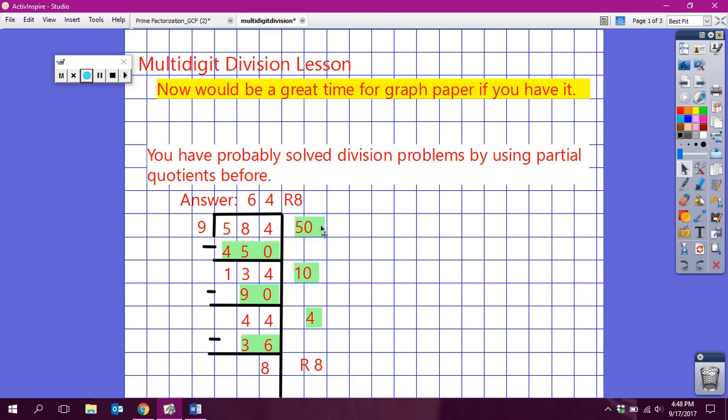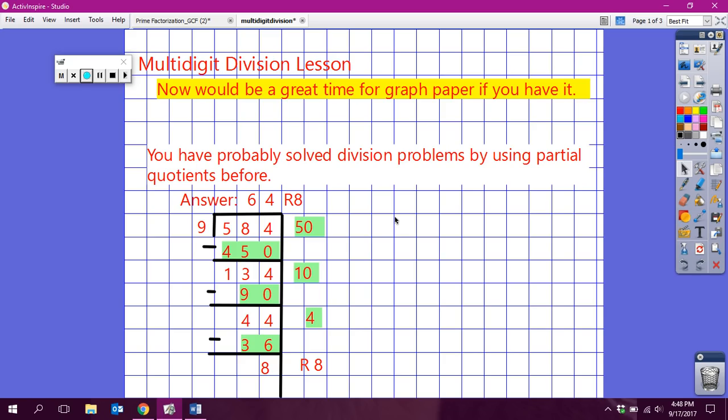So my final answer when I added everything up, 50 plus 10 is 60, 60 plus 4 is 64, and then I had a remainder of 8. So when you wrote your answer in the past, you wrote 64 remainder 8. So we're trying to move away from this method now, okay, guys? But if you're pretty comfortable with this, that's okay.